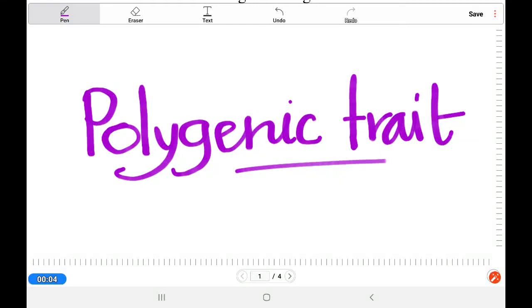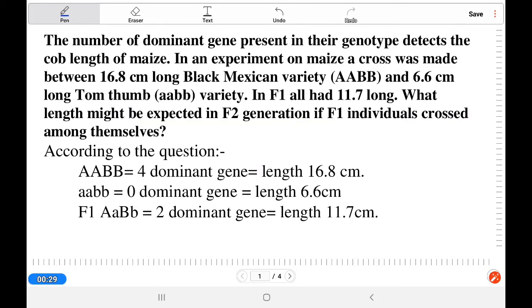Welcome to Bio class. Today we will discuss some mathematical problems on a few topics like polygenic trait, sex-linked inheritance, blood group or linkage. So let's start first with polygenic trait. Here is the problem. The number of dominant genes present in the genotype determines the Cobb length of maize.